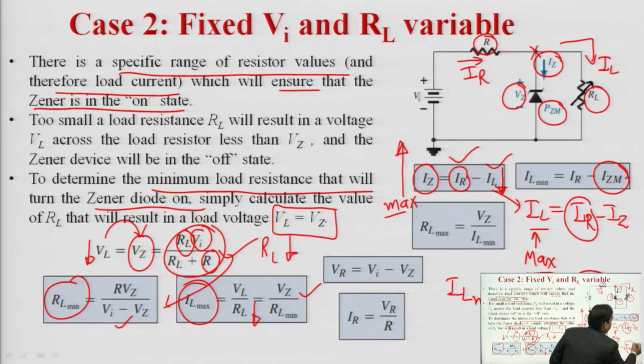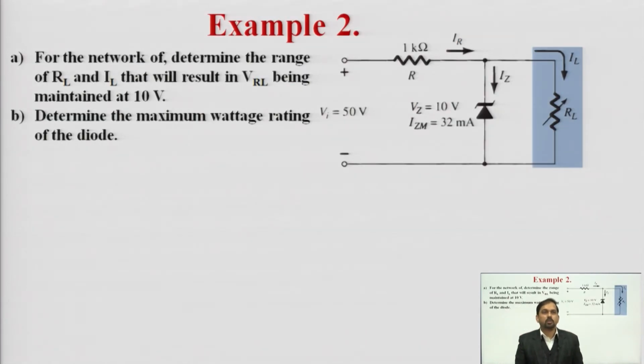This will be specified as per the data sheet of the Zener diode. This will be given as the safe range for the Zener current. If someone tries to increase the current beyond this particular value, then there will be breakdown. So, this is the second case: with the help of this load current IL minimum, we can calculate the value of load resistance which is maximum. So, this is the second example based on this.